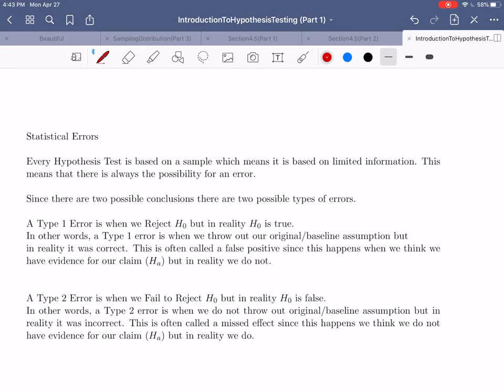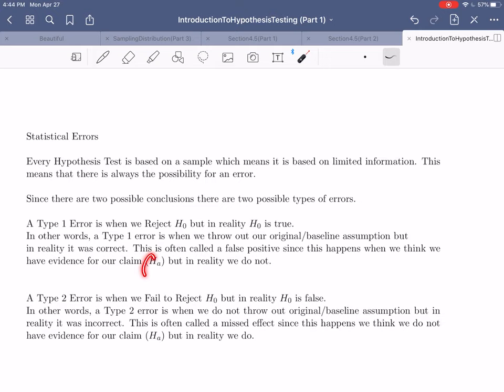So, since there are two possible conclusions, there are two possible types of error, one for each type of conclusion we can make. So, a type one error. A type one error is when we make the conclusion to reject H0, but in reality, H0 is true. So in other words, this is where we decide to throw out that original assumption, but that original assumption was really true. In other words, a type 1 error is when we throw out our original baseline assumption, but in reality, it was correct. In the medical field, this is often called a false positive, since this happens when we think we have evidence for our claim, the alternate, but in reality, we do not.